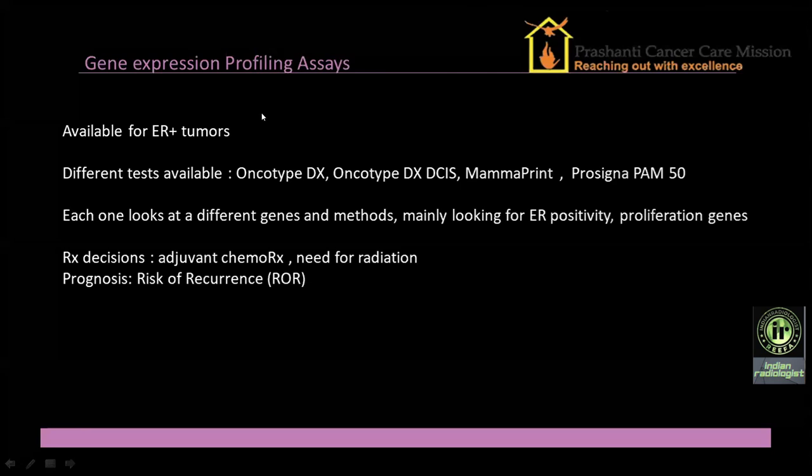At the moment, they are available only for ER-positive tumors. The commercial ones now available are the Oncotype DX, the MammaPrint, and the PAM50. All of them look at different numbers of genes by different methods. What they are basically looking at is ER positivity and the proliferation genes. What they tell you is about the risk of recurrence and the risk of metastases. And the treatment decision that we can take from these tests is whether the patient needs adjuvant chemotherapy or radiation.